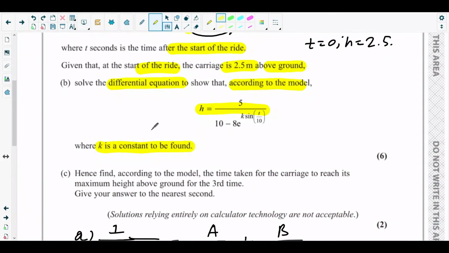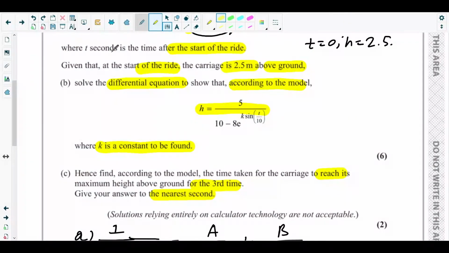In part C, they are asking to find, according to the model, the time taken for the carriage to reach its maximum height above ground for the third time. So part C is asking to find the time required for the carriage to reach its maximum height above the ground for the, not first, not second, third time. Give your answer to the nearest second.